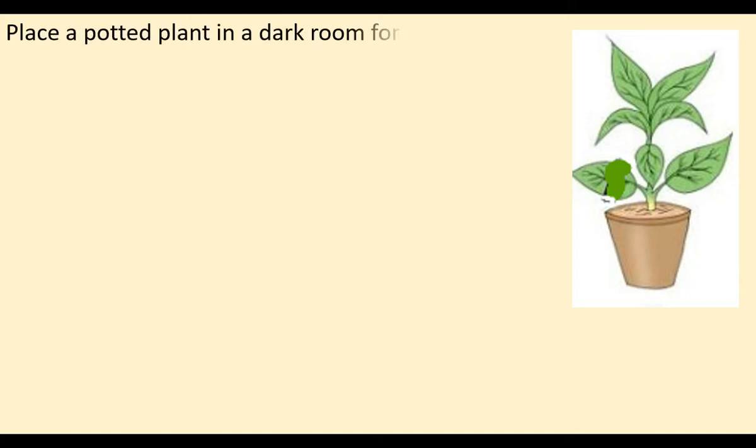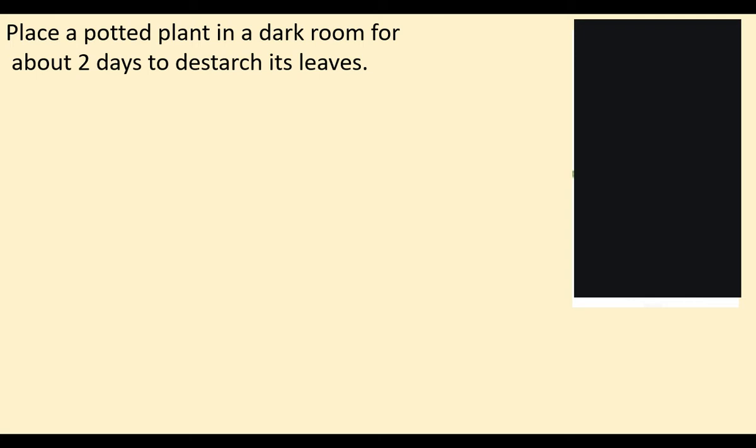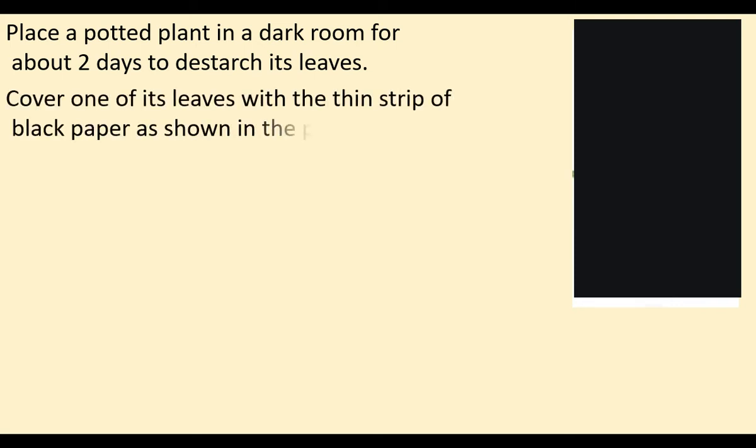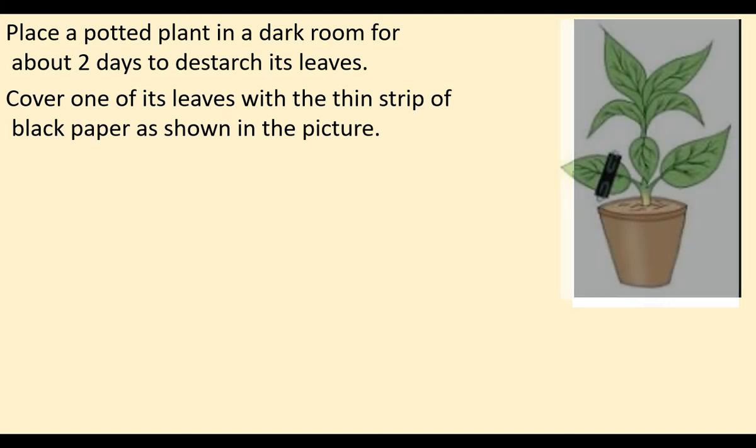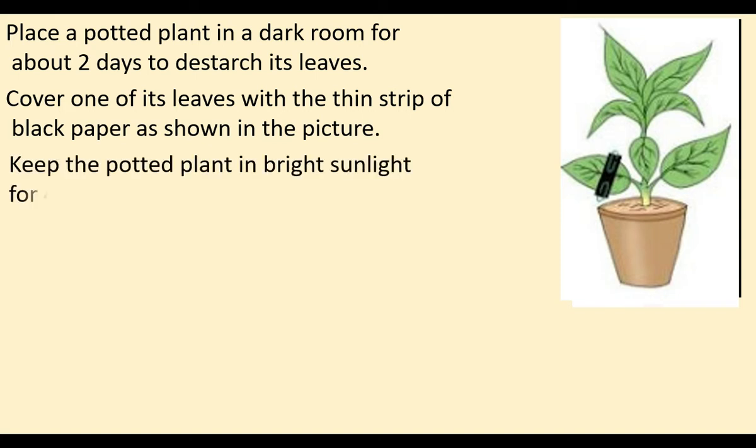Place a potted plant in a dark room for about 2 days to destarch its leaves. When we keep the potted plant for 2 days in a dark room, it removes the starch. Cover one of the leaves with a thin strip of black paper. A leaf is covered with a thin strip of black paper. Keep the potted plant in bright sunlight for 4 to 6 hours. The plant will produce starch.